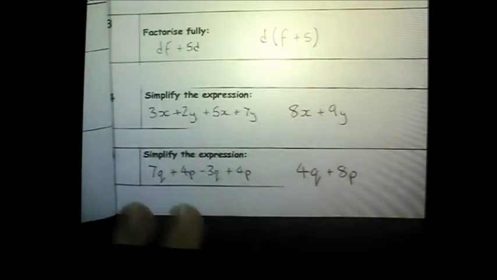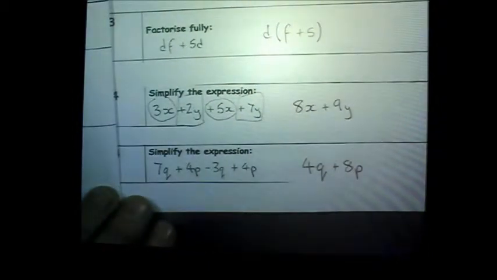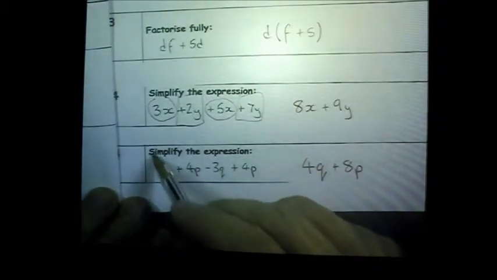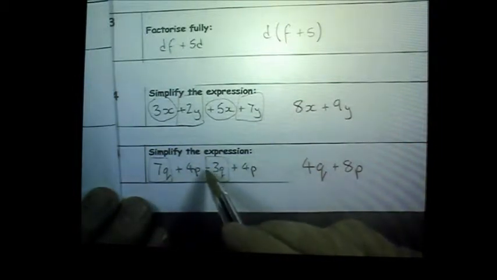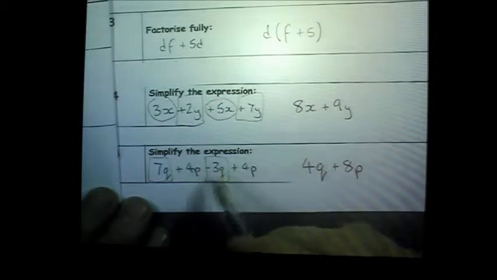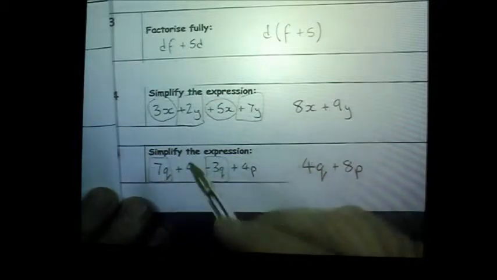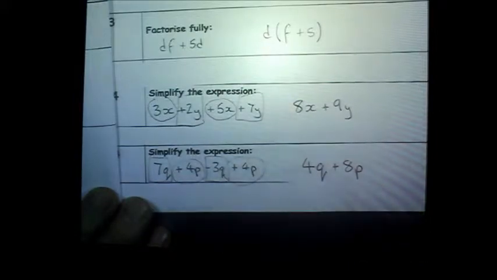This next one, I'm not quite sure why I put them on, a bit easy, but there we go. Your like terms, so there's your 3x and there's your 5x, that's 8x. There's 2y and there's 7y, that gives you 9y. This next one's a bit trickier. 7q, take away 3q, because that minus sign belongs to that 3q. So 7 take 3 gives you 4q, then you're left with positive 4p, add 4p gives you 8p. So that's how you do those.